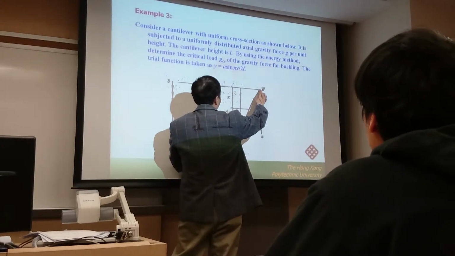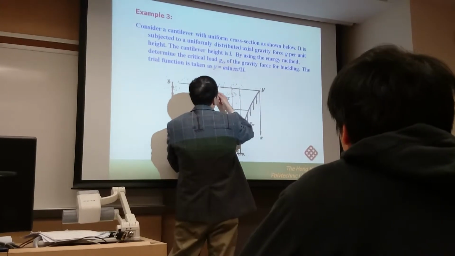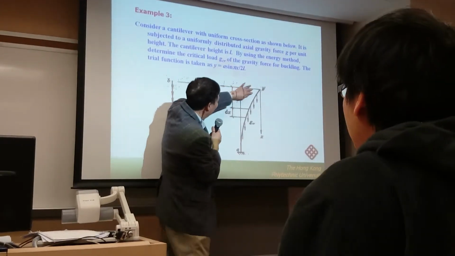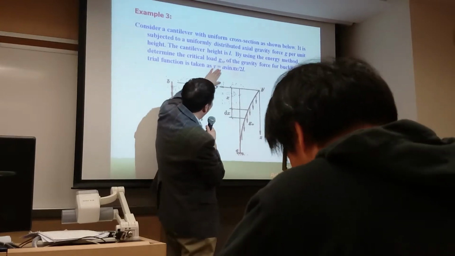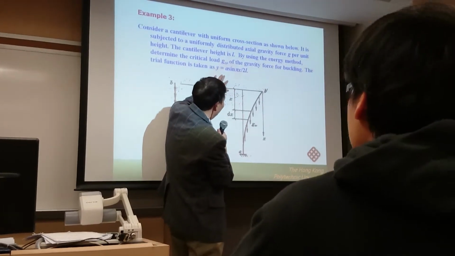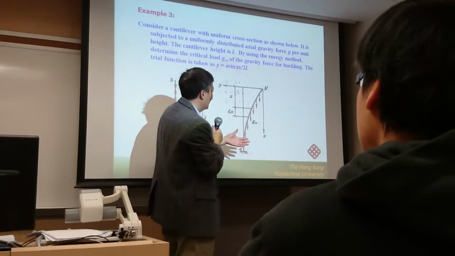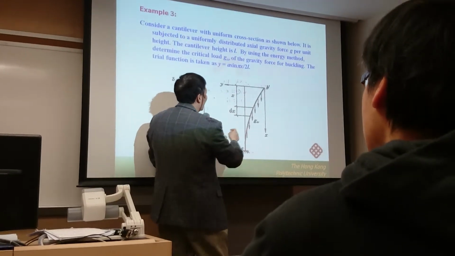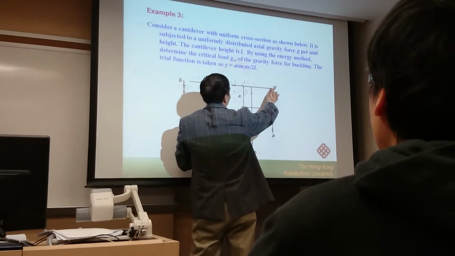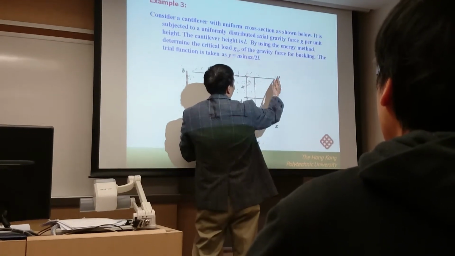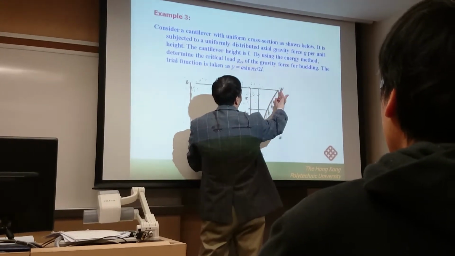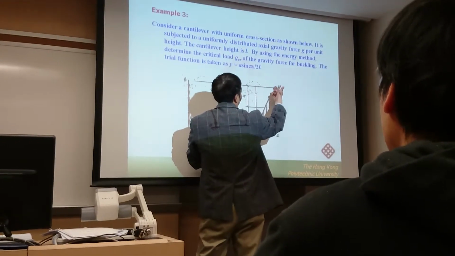And then we assume this is the x direction, this is the y direction, and this is the corresponding function. You can construct any function, and the function just needs to satisfy the boundary condition. For example, if this is the origin, then when x is equal to 0, y is also equal to 0, because this is the origin.